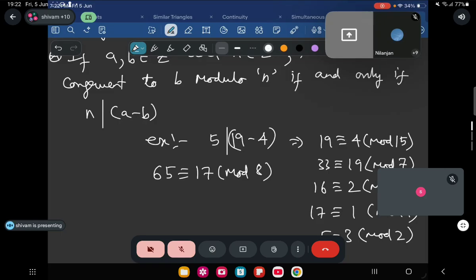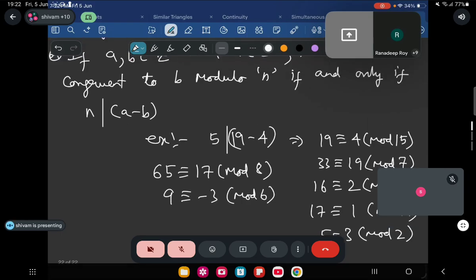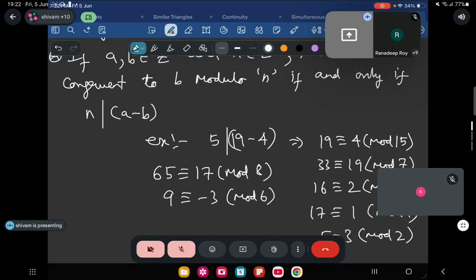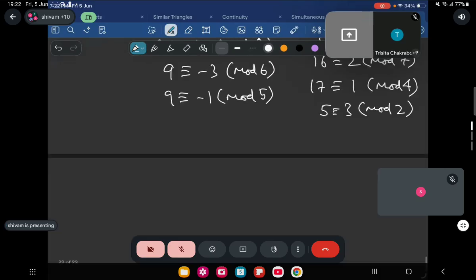Raudip, you give me some negative numbers also, okay? Tell me. 9 is congruent to -3 mod 6 maybe. Mod 6, okay. Tishita, you give me one example. 9 is congruent to minus 1 mod 5. Lastly, Venkat, you tell me. Minus 5 is congruent to 2 mod 7.